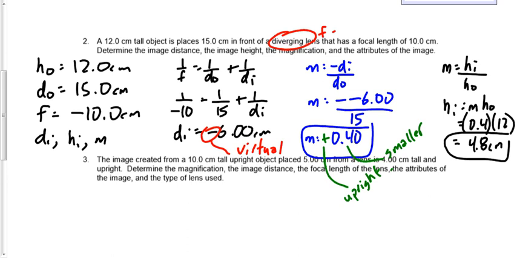The positive again tells me that it's upright. I didn't need that because my magnification is positive. It already told me that it was upright. You can see here though that the image height is 4.8, the object height is 12. We predicted based on the magnification that the image would be smaller, and sure enough it is. It's 4.8 compared to our original object, which is 12 centimeters.